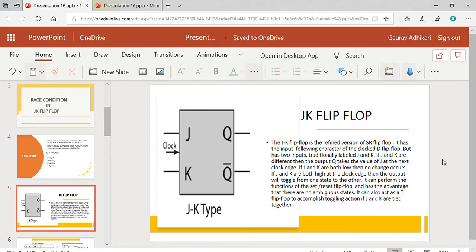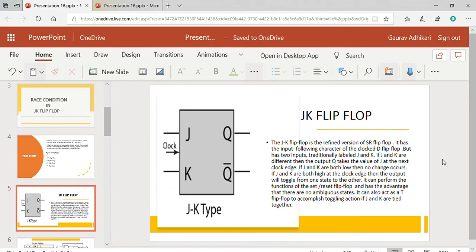JK flip-flop is the refined version of the SR flip-flop. It has the input characteristics of the D flip-flop, but the two inputs are labeled as J and K. If J and K are different, then the output Q takes the value of J. I mean that when J is high and K is low, then the output Q is also high, and when J is low and K is high, then the output is also low. When both the inputs J and K are low, then there will be no change.